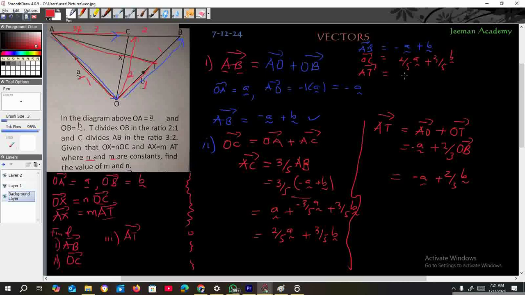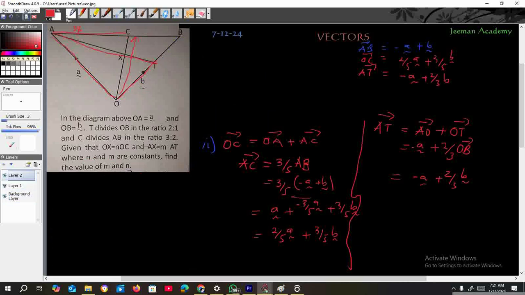AT will be minus A plus 2. We have vector AB is given as minus A plus B, while OC is given as 2/5 A plus 3/5 B, and then AT is given as minus A plus 2/3 B.